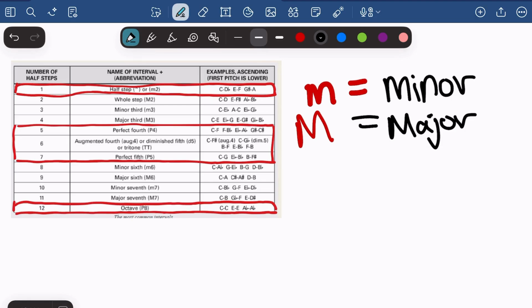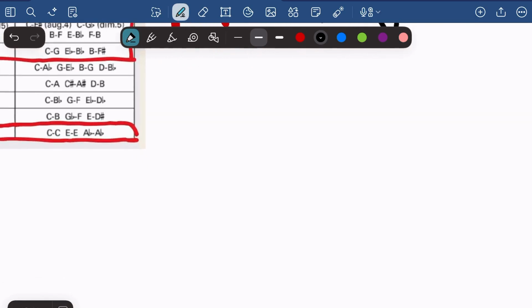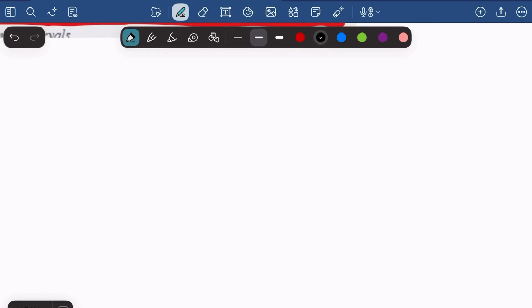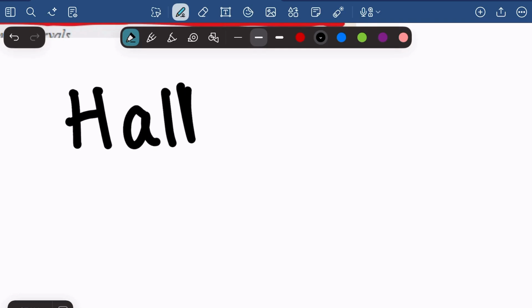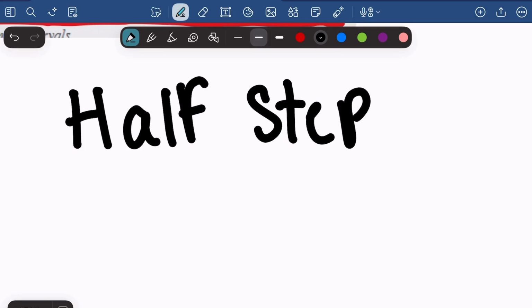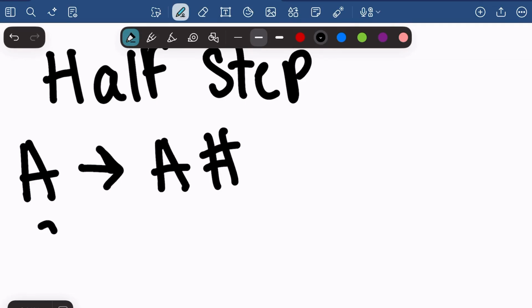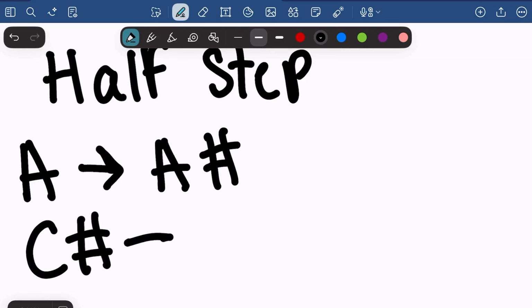So now I'll be going over how to calculate or find the intervals between two notes. Let's start with an example of a half step. Remember, a half step is the smallest distance between two notes. So an example of a half step would be A to A sharp, or let's say C sharp to D.